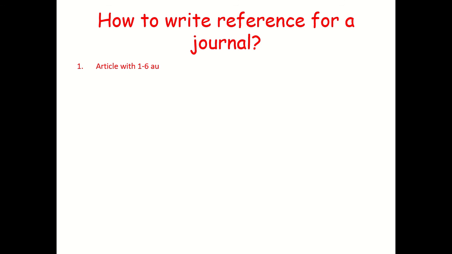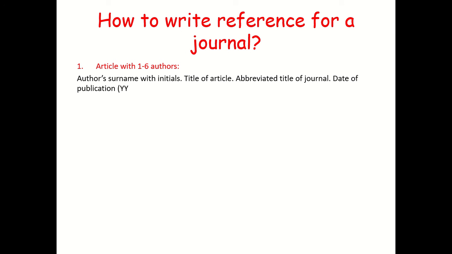Now let us see how to write a reference for a journal. Let us see the basic thing. When the article has 1 to 6 authors, you will first have to write the author's surname with initials. You will write the author's names up to 6 authors. When it has more than 6 authors, then we will see what you have to do. First we will see when there are 6 authors or less than 6 authors, then you will have to write the names of all the authors along with the initials.